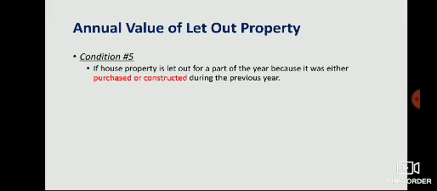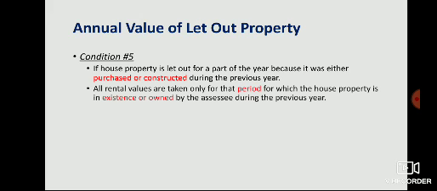Condition number 5 states that if house property is let out for a part of the year because it was either purchased or constructed during the previous year, all rental values are taken only for that period for which the house property is in existence or owned by the assessee during the previous year. In other words, all rental values will be taken in correspondence with the number of months it was in existence or owned.